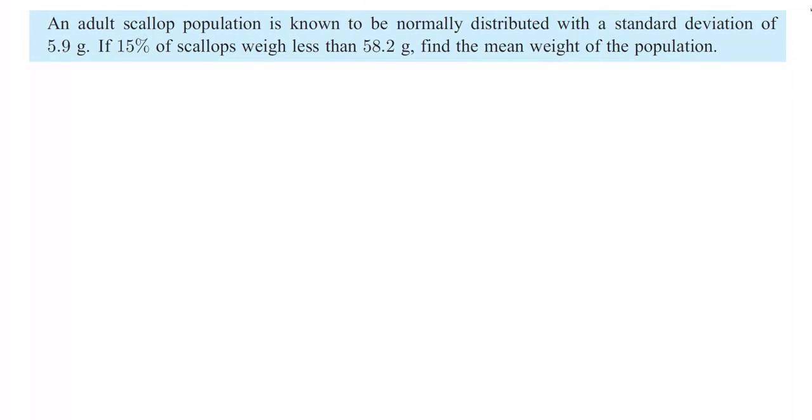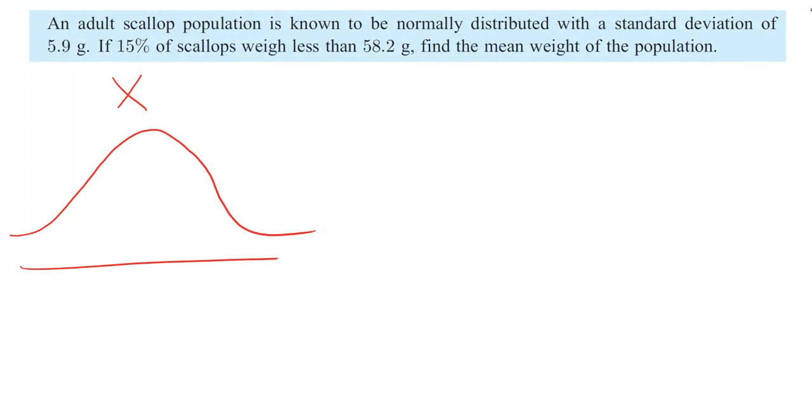So if we imagine this, we call this distribution an X distribution, and we know it's normal, so we know the shape there. Now we have an unknown mean, but we do know that the standard deviation is 5.9, and we can put some more information onto our picture because we know that we have 58.2 as being this point here where we've got 15% of them being less than that. So that situation is certainly true.